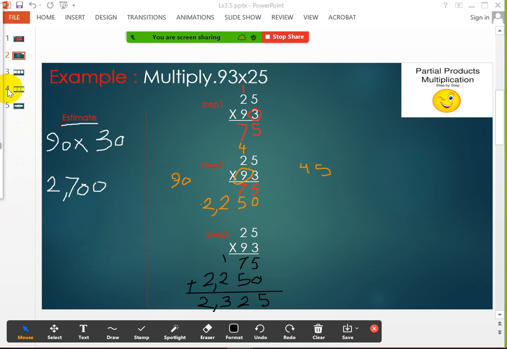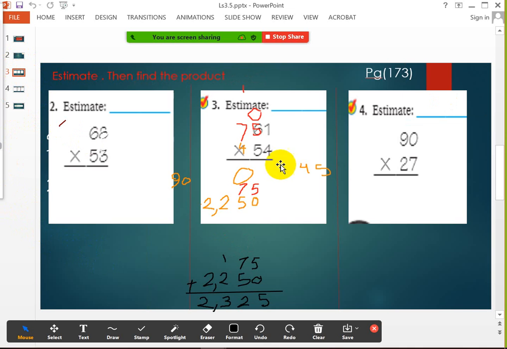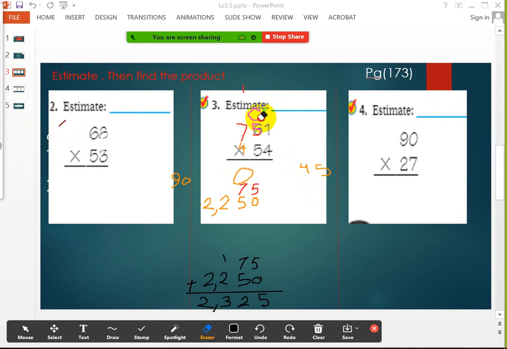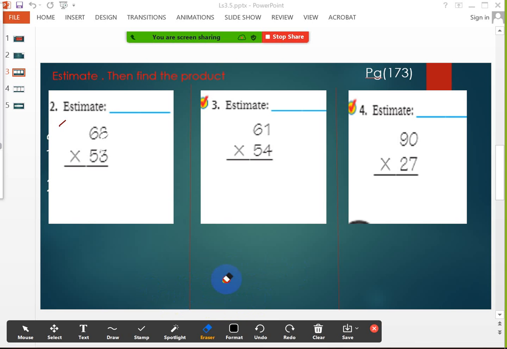Okay. So now let's move to page 173. I want you to open this page now. Open this page, girls. Now I will repeat the same strategy when I want to multiply any number. Let's start now. First thing, exercise number 2. Let's start with exercise number 2.